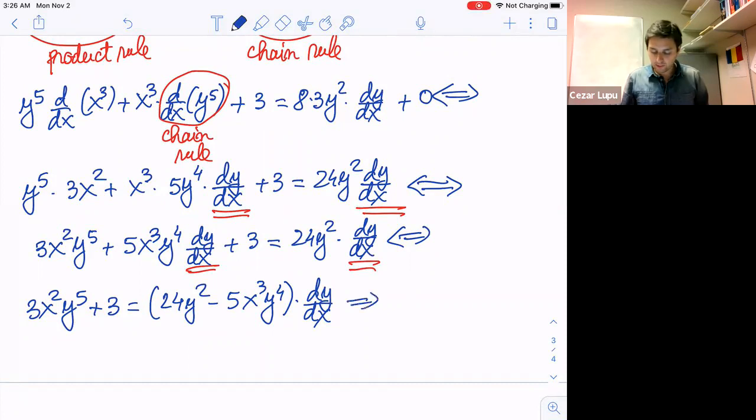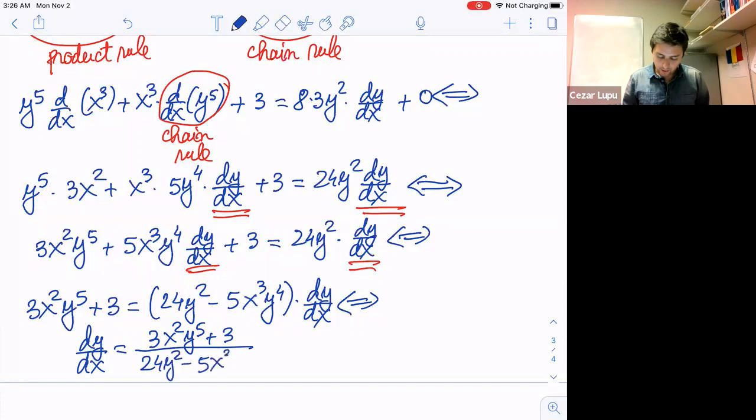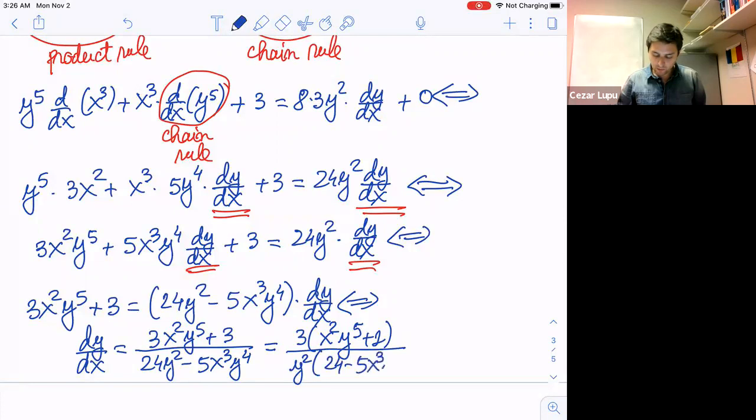So you can divide, and this will be equivalent with dy over dx equals 3x squared y to the fifth plus 3, everything over 24y squared minus 5x cubed y to the fourth. Or if you want, you can factor some things. We can factor 3 here. We want to do some extra algebra, but it's not necessarily necessary. So this would be 3 times x squared y to the fifth plus 1, everything over, and now we can factor y squared here. So this would be 24 minus 5x cubed y squared.